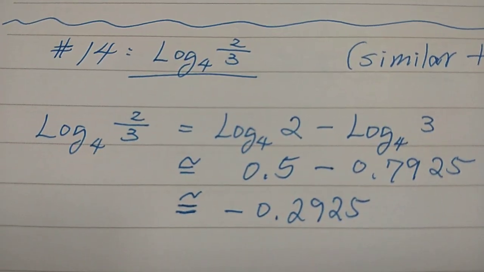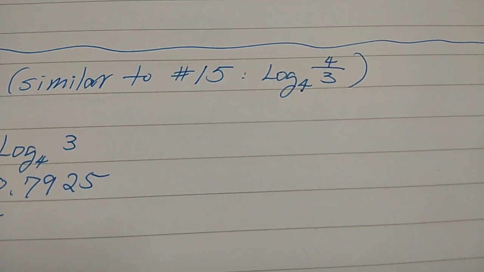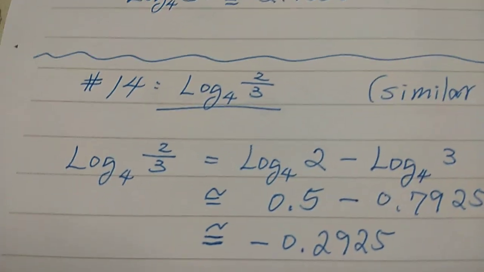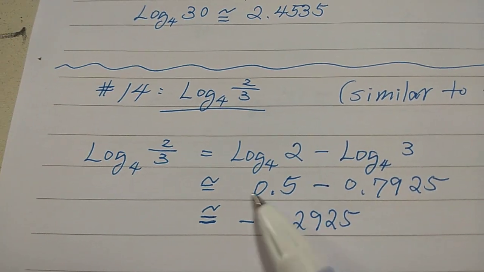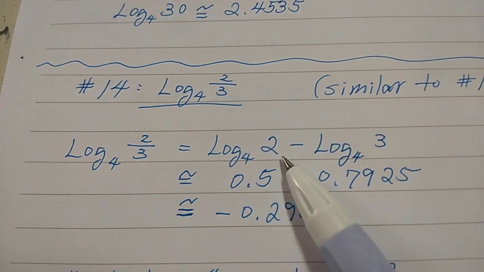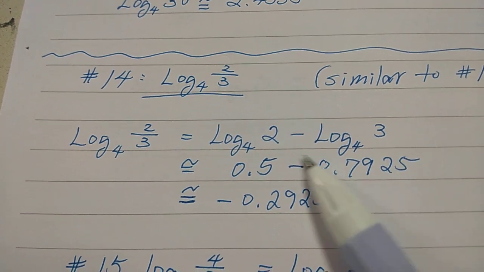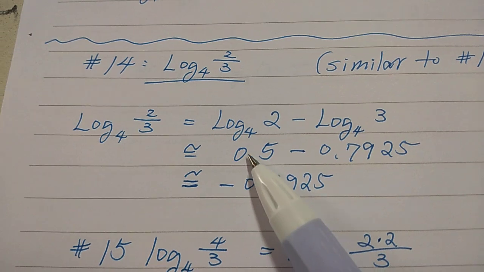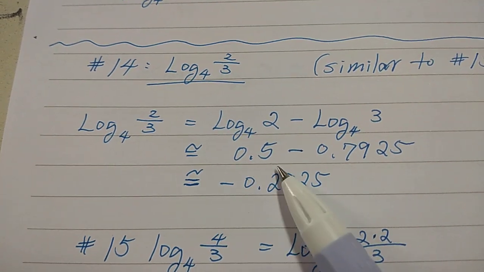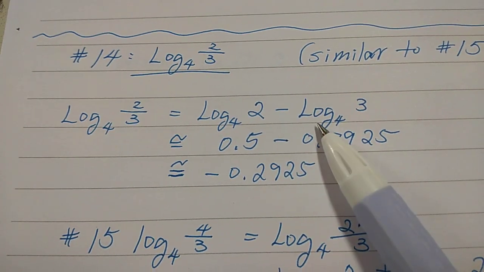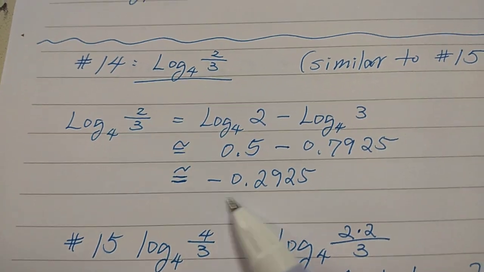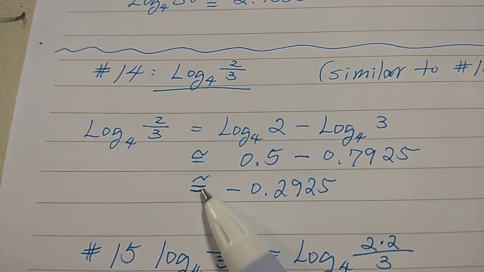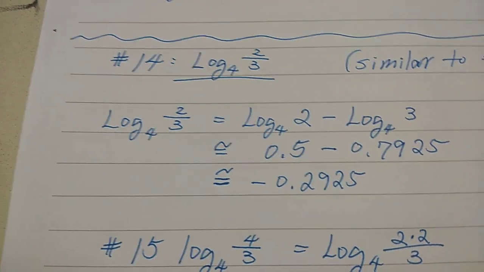Next question, number 14, is very similar to number 15, which is your homework. This one is a division problem, so you will use the property where division is actually a subtraction of logs. So this is log of 2 minus log of 3 with the same base of 4. Then you replace this with this number, and this is your answer. And remember to write your answers as approximations because that's what they are. So don't leave it as an equal sign.